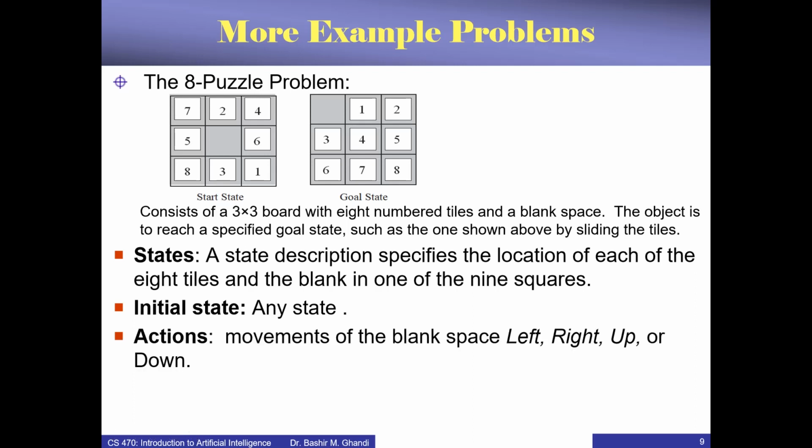What are the actions? Well, there are 2 ways to look at it. You can look at it from the point of sliding the numbers. In that case, you have to consider each square and see if you can slide it. Usually there are 4 of them that can be slid, like here. We can slide 2 down, or 6 to the left, 5 to the right, or 3 to the right, and so on. But actually, it is much easier to think of it in terms of moving the blank.